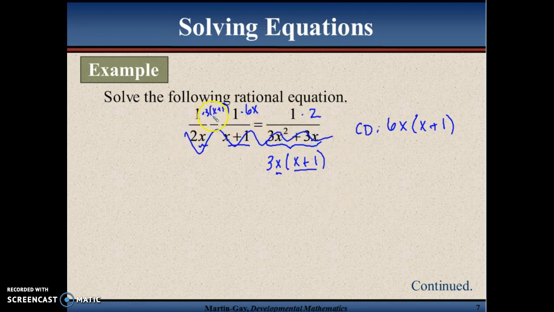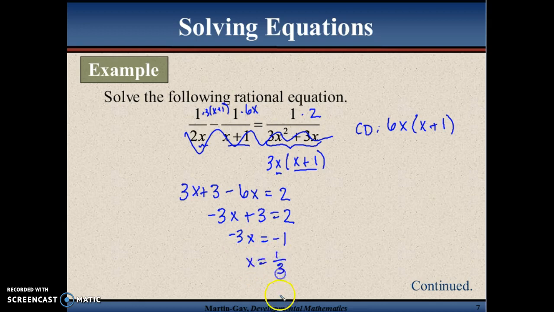So now, 1 times 3 times x plus 1 is 3x plus 3. Negative 1 times 6x is negative 6x. And then 1 times 2 is 2. 3x minus 6x is negative 3x. Subtract my 3 over, and I get negative 1. Divide by negative 3, and I get x equals 1/3.